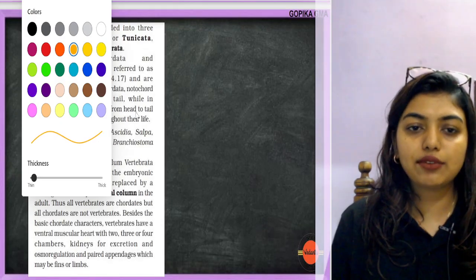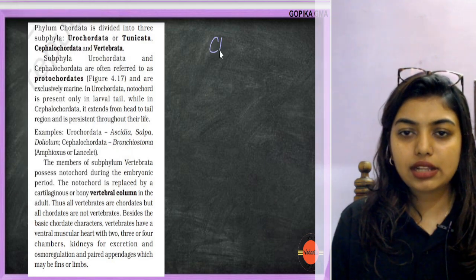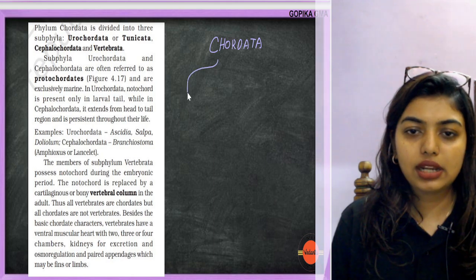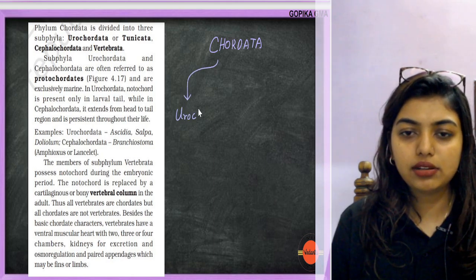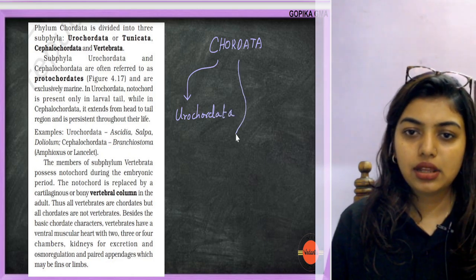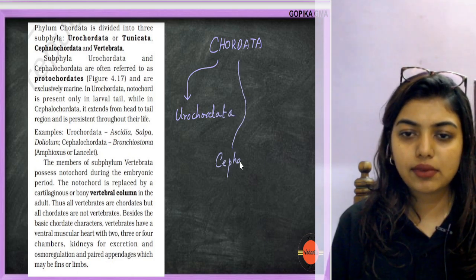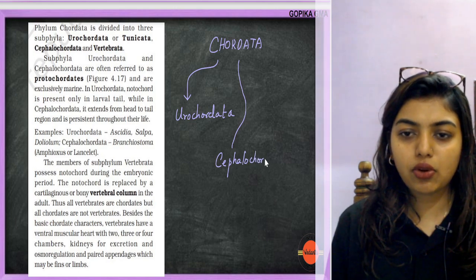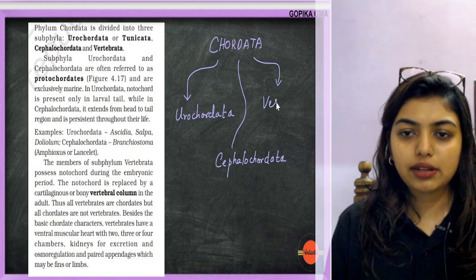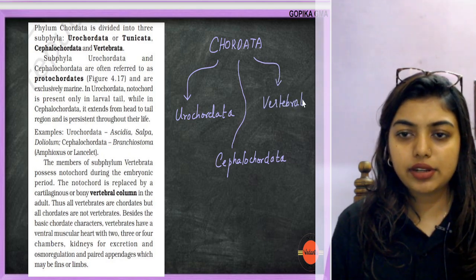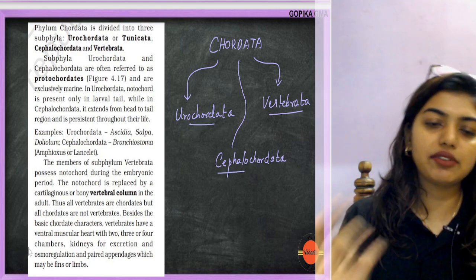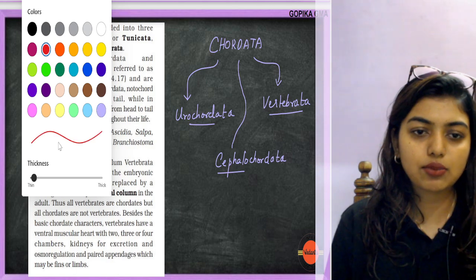If I have to understand phylum Chordata, let's say I want to know what the categories of Chordata are, I need to know that they are divided into Urochordata, or Tunicata, then Cephalochordata, and then Vertebrata. Urochordata, Cephalochordata and Vertebrata. So chordates were divided into three categories. Let's see what the three categories are and what they are talking about.